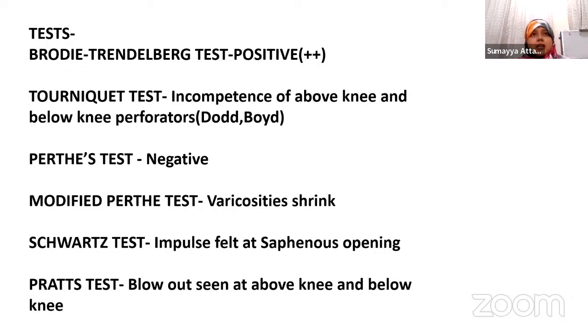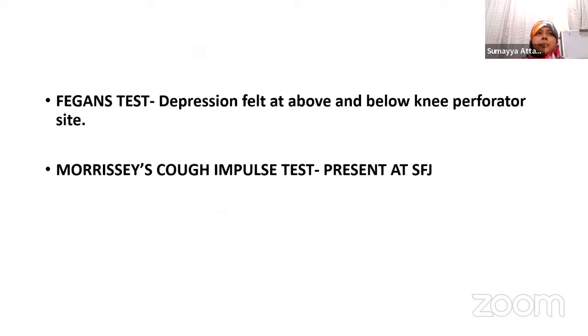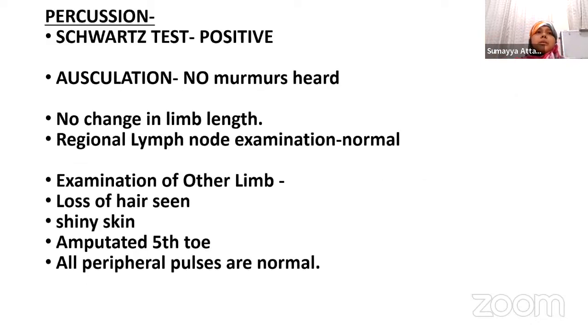In Brodie-Trendelenburg test, it is double positive. Tourniquet test, incompetence of above knee and below knee perforators is seen. The Perthes test is negative. On the modified Perthes test, the varicosities shrink. Schwartz test, impulse is felt at the saphenous opening. On Pratt's test, blowout seen at above knee and below knee. Fegan's test, depression felt at above and below knee perforator sites. Morrissey's cough impulse test is present at the saphenofemoral junction. On percussion, Schwartz test is positive.